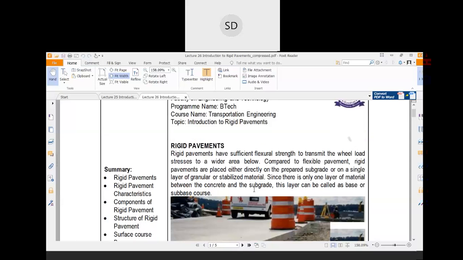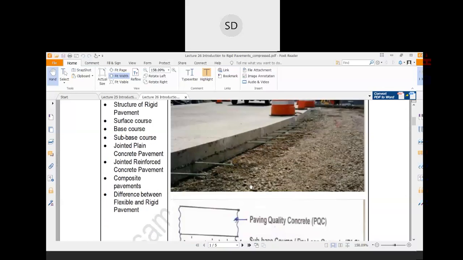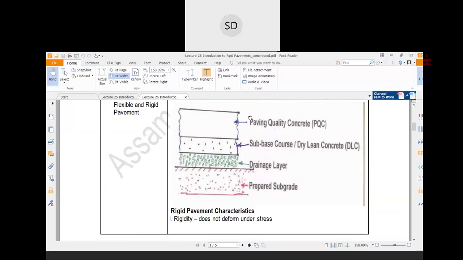Now in the flexible pavement there would be different layers, but in the rigid pavement the number of layers is reduced. Generally the rigid pavement is made over the subgrade layer, and in some cases you can place a subbase course or base course over the subgrade layer, but it is very limited. So these are the different layers of the rigid pavement.